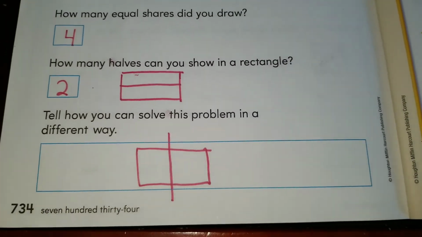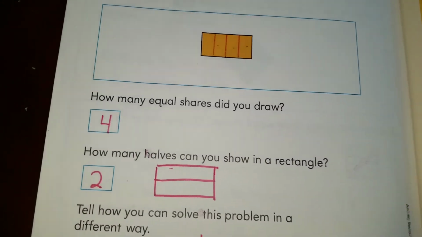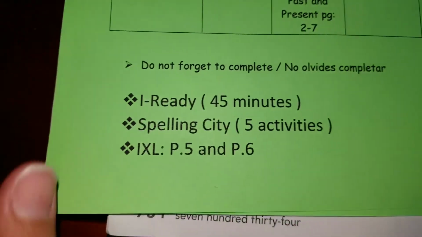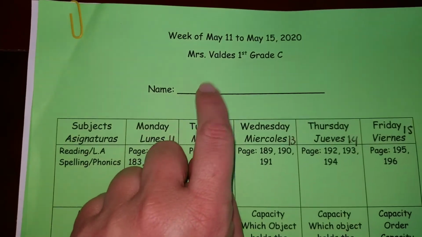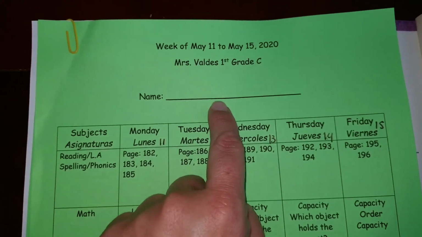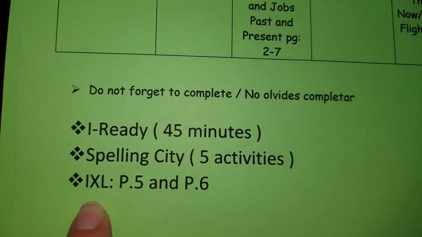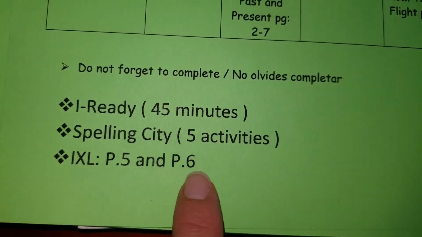There's no homework. Well, there's no homework page for the chapter review, but you must remember that there is, boys and girls, online homework. So if you look in your packet, you can see right here at the bottom of the packet, do not forget to write your name, boys and girls. Very important that you write your name. And then you're going to see at the end of your packet that this week we're doing IXL P.5 and P.6.